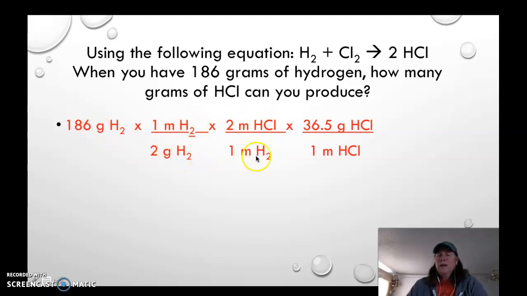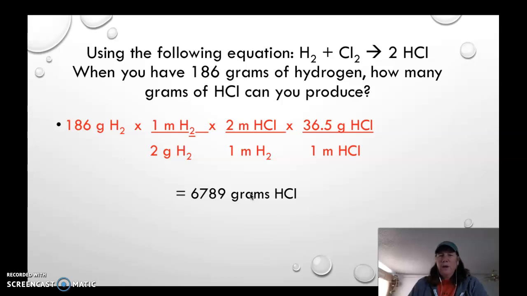Now I put moles of what I'm trying to get rid of on the bottom, moles of what I'm trying to find on top, sorry. This is where I use my balanced equation. The 2 here, and a 1 here. And then my last step, 1 mole of HCl has a mass of 36 grams. So again, remember, this is the only time you use the balanced equation. Don't use it over here or here. These are just conversions. So you take 186 times 2 times 36.5 and then divide by 2. And that's your answer. Okay?